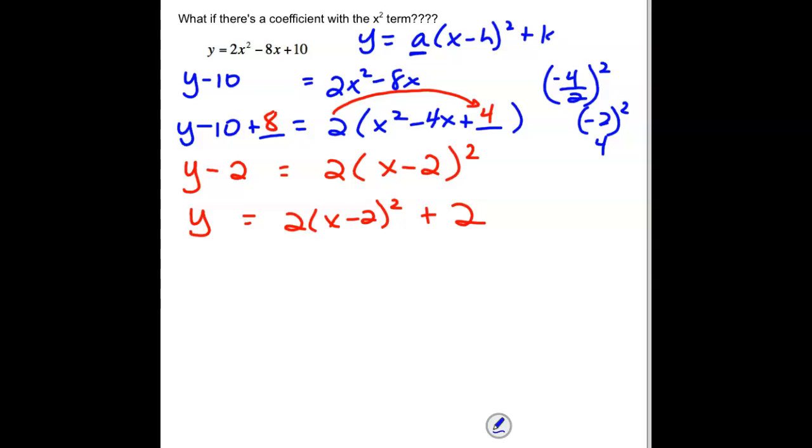All right. So transformations, if we were going to talk about transformations for this, we'd have a vertical stretch of 2. We would shift right 2, and we would move up 2.